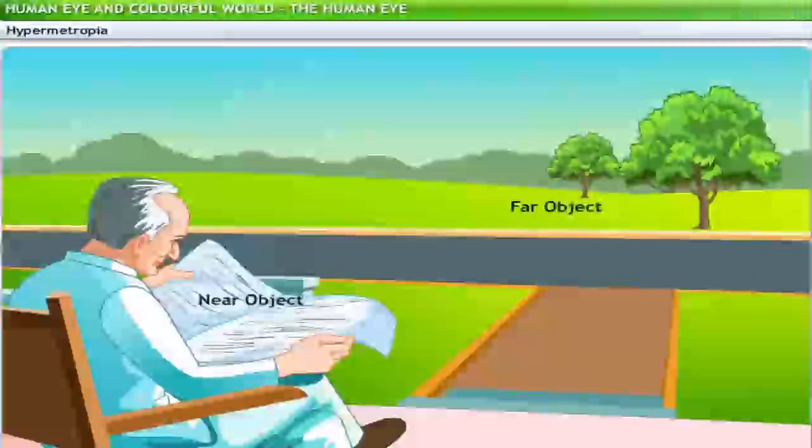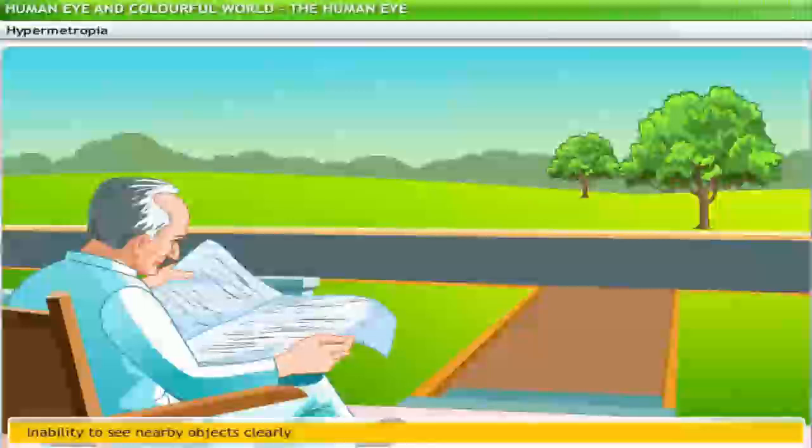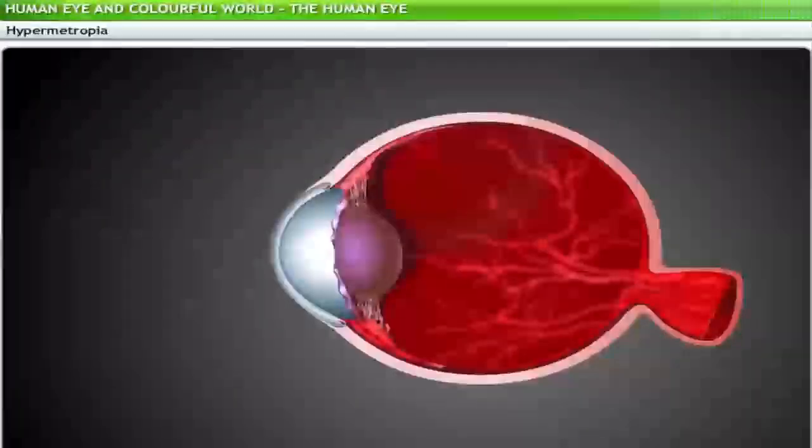Hypermetropia is a defect of vision in which a human eye has problems seeing objects located nearby clearly. However, an eye that has hypermetropia can see distant objects clearly. This condition is also known as long-sightedness or far-sightedness. Hypermetropia occurs when the converging power of the eye lens is less than normal.